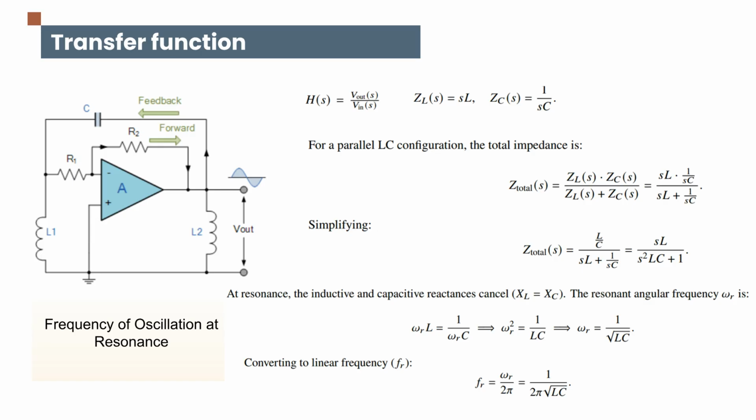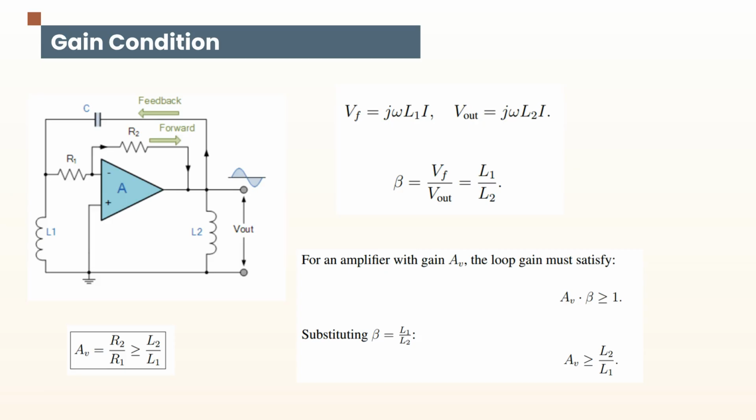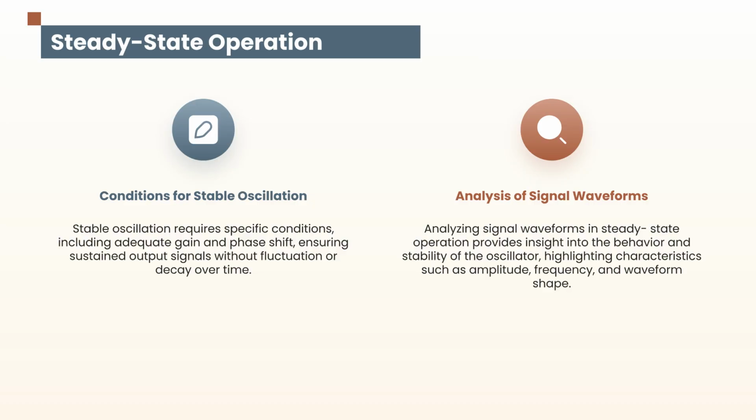This slide shows the transfer function derivation for the Hartley oscillator, leading to the frequency of oscillation at resonance. For sustained oscillations, the loop gain must satisfy the condition AV multiplied by beta must be greater than or equal to 1. The formula for the required voltage gain is also shown. Stable oscillation requires adequate gain and phase shift for sustained output. Analyzing waveforms in steady-state operation reveals characteristics like amplitude and frequency.